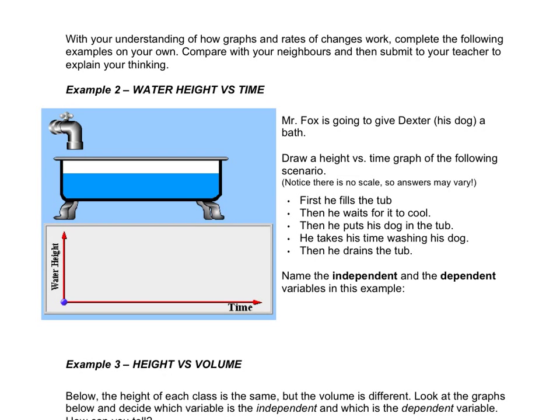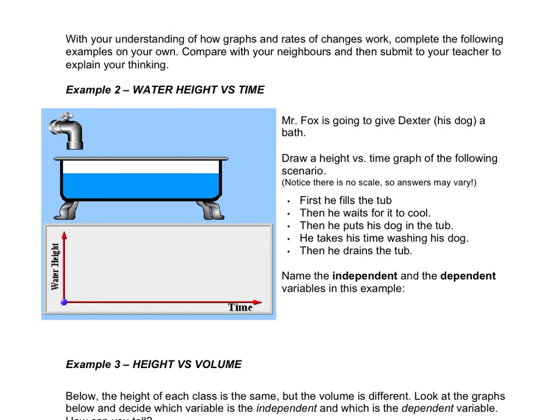All right, welcome to part 2 of lesson 3 of understanding graphs. This time we're looking at water height versus time. In this example, we've got Mr. Fox giving his dog Dexter a bath.